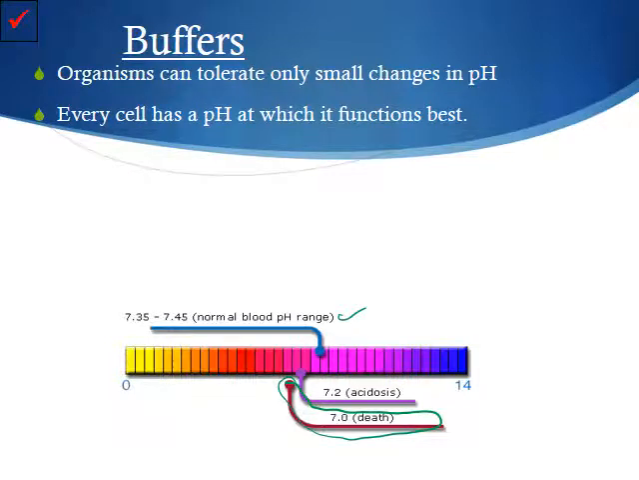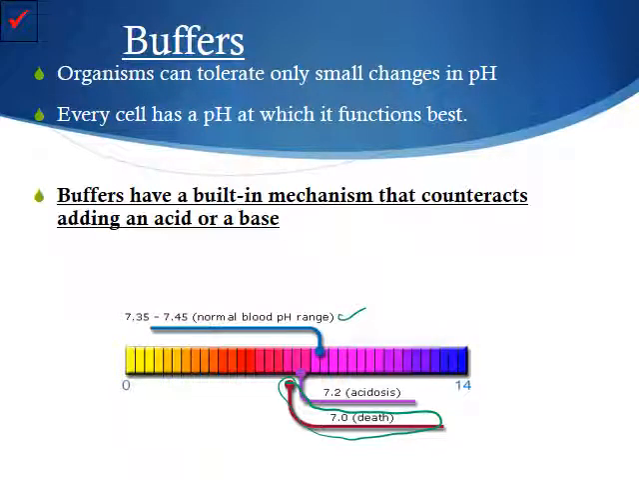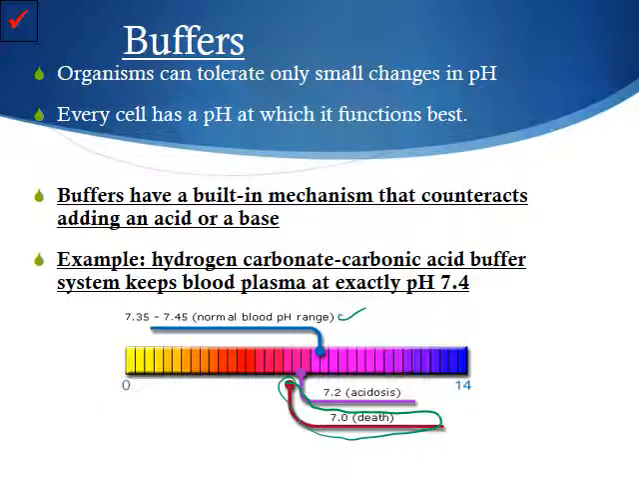So every cell has a pH in which it functions best. And buffers have a built-in mechanism that counteracts adding a base or acid depending on what's needed. If it's a more acidic solution, it'll release bases to balance things out. And if the solution is too basic, it'll add acid until the two become relatively neutral with each other. So for example, hydrogen carbonate and carbonic acid buffer systems keep the blood plasma exactly around 7.4. Which is important because, like we said, if it drops to 7.0, well, we're kind of dead.